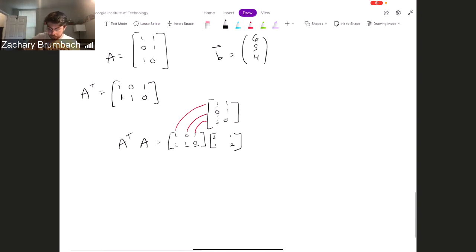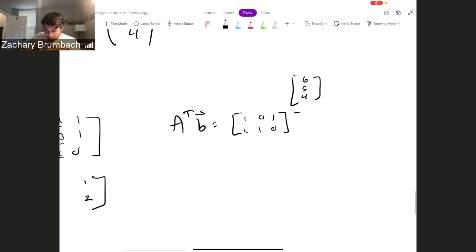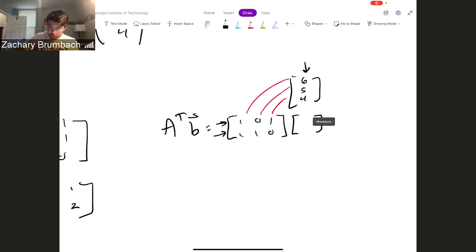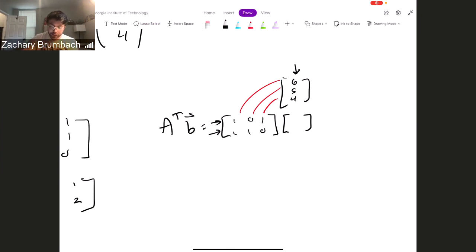And now we need to find A transpose B, which is equal to [1, 0, 1; 1, 1, 0] times B, and B is (6, 5, 4). So here we're going to get a 2 by 1 vector, because we have 2 rows and 1 column. I build these little bridges. And if I'm going too fast, please tell me to slow down. I have a tendency to go very fast sometimes. So for this top entry, we have 1 times 6, which is 6, plus 0 times 5, which is 0, plus 1 times 4, which is 4. For the next one, we have 6 times 1 is 6, and then 5 times 1 is 5. So that gives us the vector (10, 11).